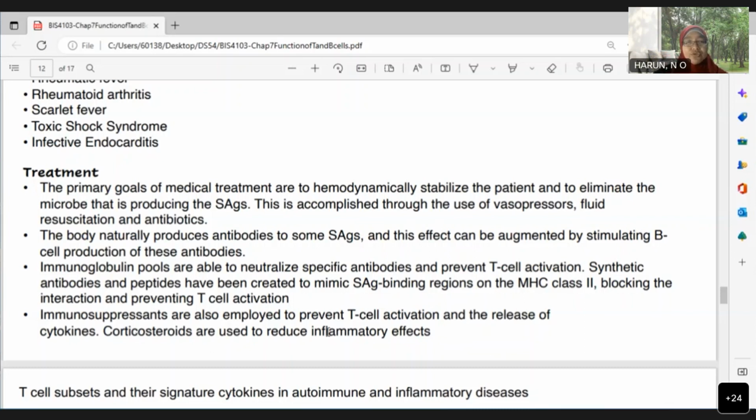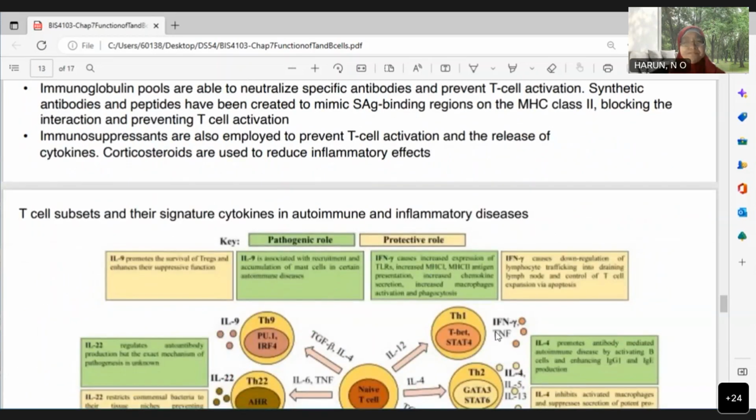Corticosteroids are used to reduce inflammatory effects. Usually for those who have any kind of eczema or what we call psoriasis, the best thing is to supply them with corticosteroid to reduce inflammation at the sites of the infection or wherever those particular symptoms occur. Okay.